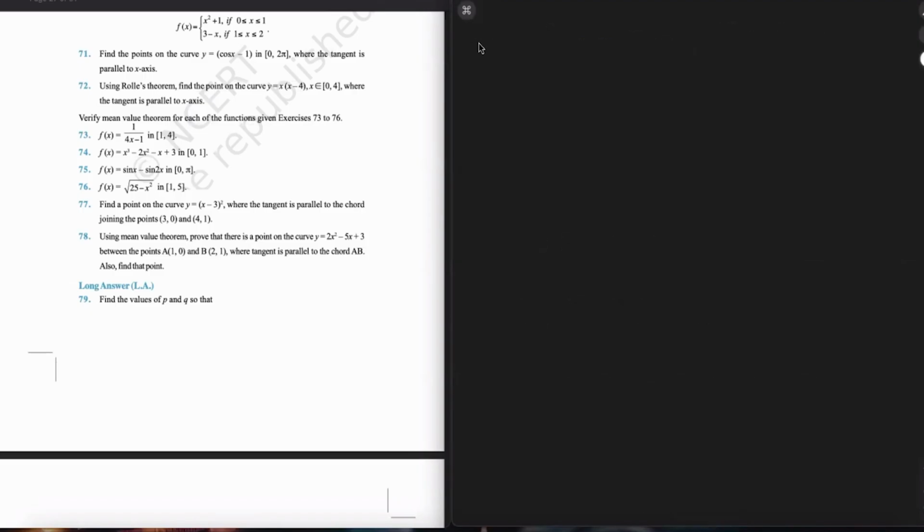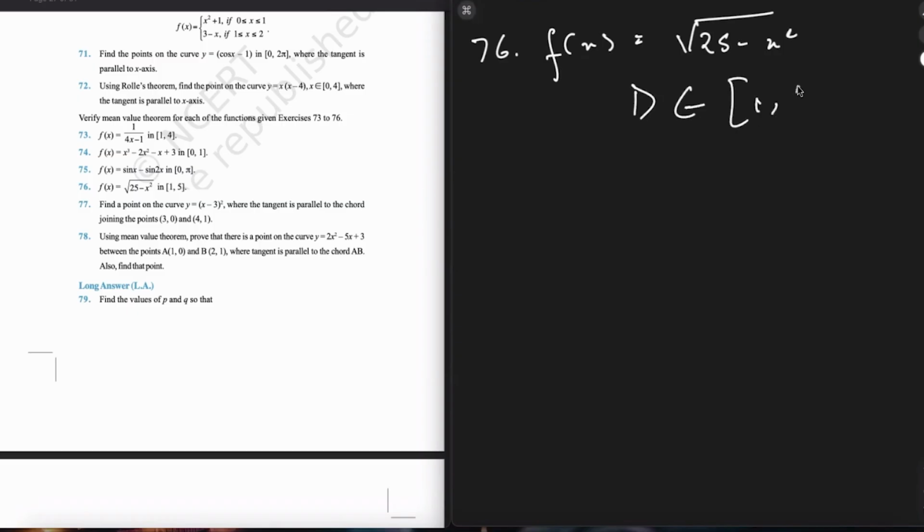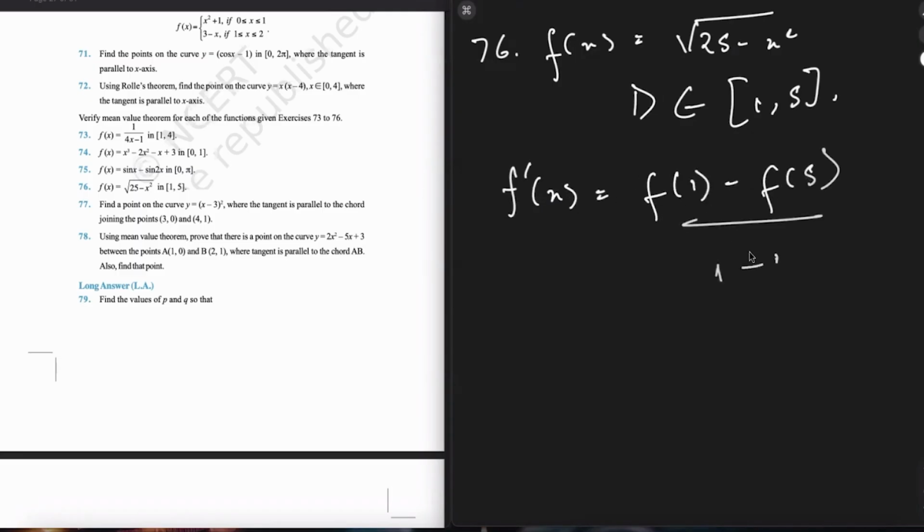Now moving forward with question number 76. तो हमारा f(x) हमें दिया हुआ है अंडर रूट ऑफ 25 माइनस एक्स स्क्वायर. डोमेन दी हुई है 1 से 5. ऑलराइट, तो f'(x) is equals to f(1) under root 24 minus f(5) will be 0. 1 minus 5 will be minus 4.